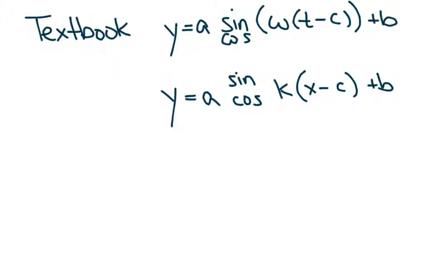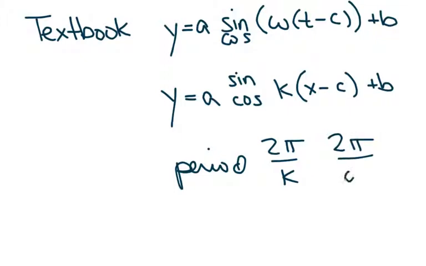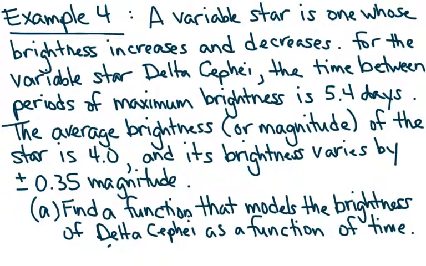Omega, k, when you're finding the period is 2 pi over k, or 2 pi over omega, just so you know that they're really doing the same thing here. They're just switching up variables on you to confuse you. So let's try to create an equation that encompasses all these different transformations.